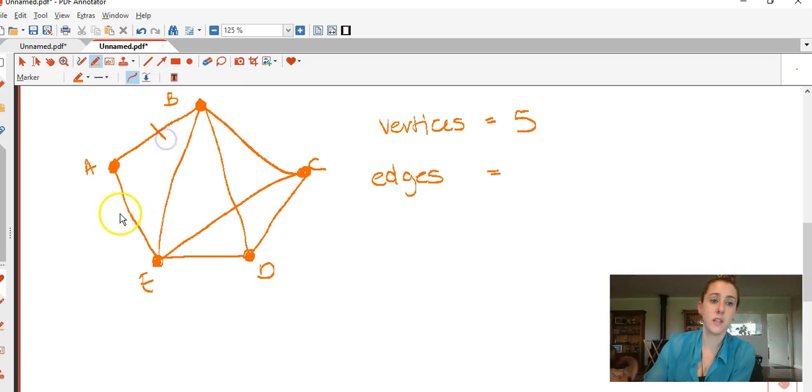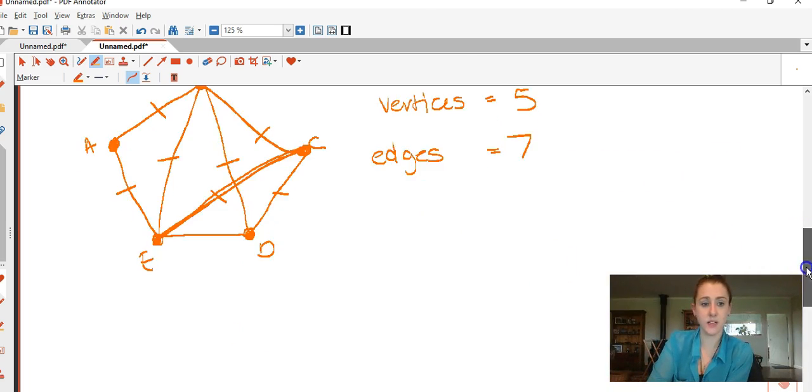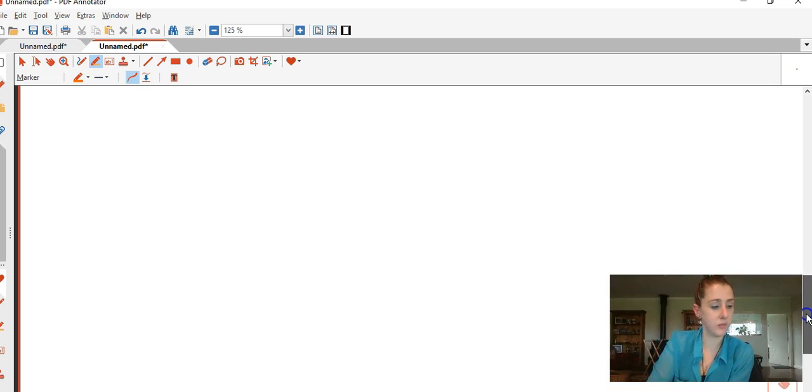So we've got 1, 2, 3, 4, 5, 6, 7. Now this one here isn't counted as 2 because there's no vertex here. They simply overlap. So it remains at 7 edges. Alright, we'll do one final example to finish this off and then move on to something different. Alright, let's look at this one.